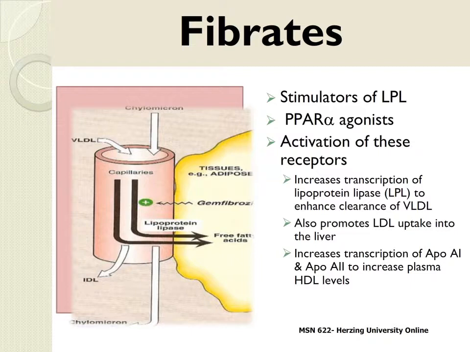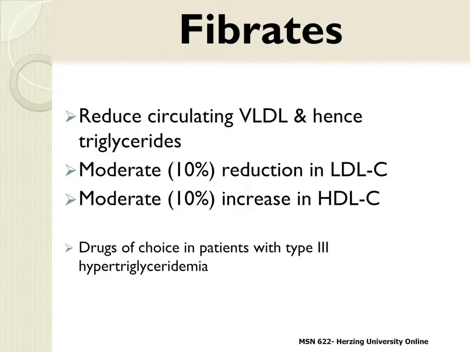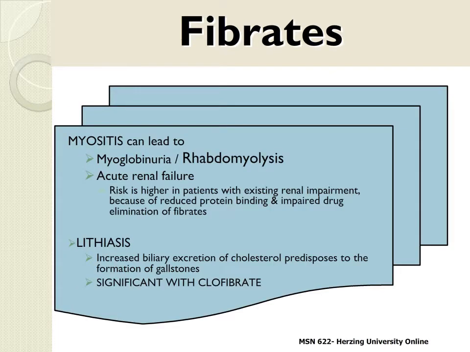They are also considered to be PPAR gamma agonists, and by activation of these receptors they will increase the transcription of lipoprotein lipase, they will promote LDL uptake into the liver, and increase the transcription of ApoA1 and ApoA2 to increase plasma HDL levels. Subsequently, they will reduce the circulating VLDL and triglycerides. There's about a 10% reduction in LDL and a 10% increase in HDL. As a result, fibrates are your drug of choice in patients who have hypertriglyceridemia.